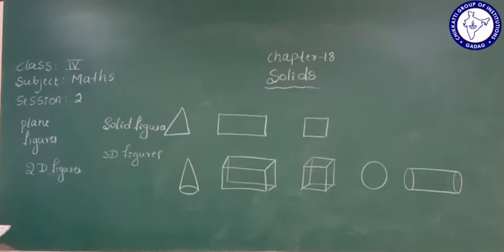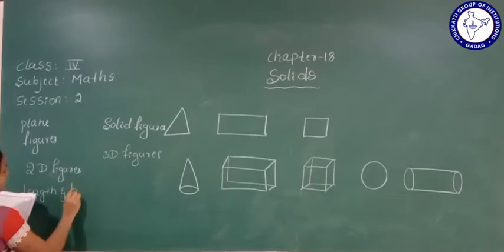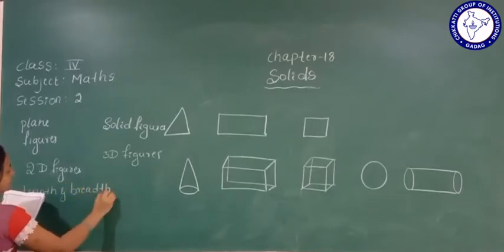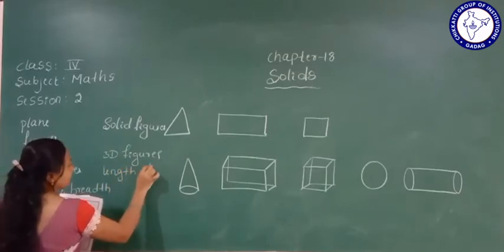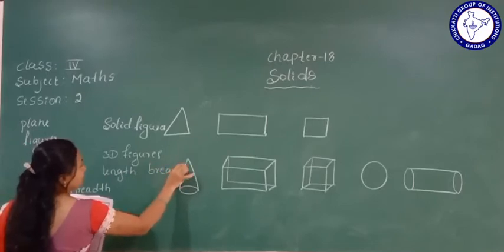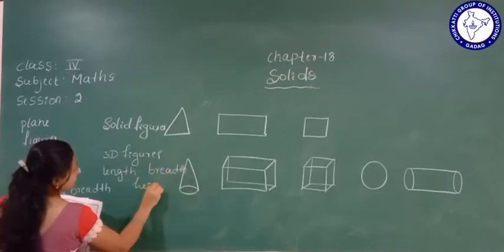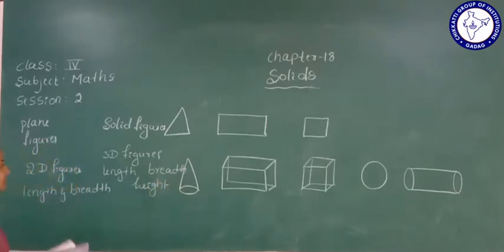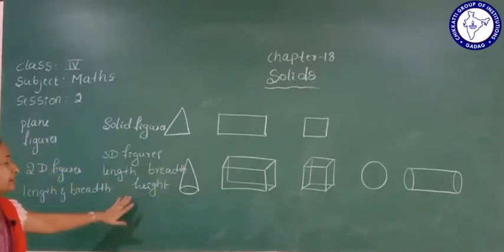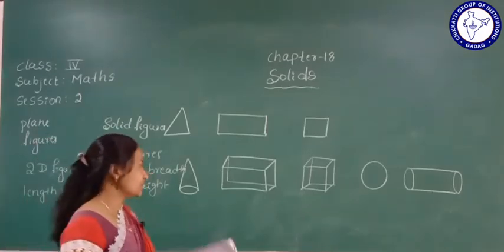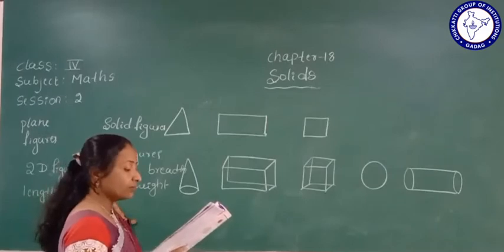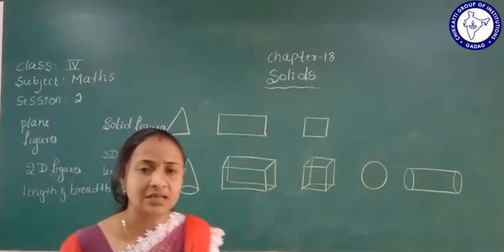Next, we can see the 2D figures have length and breadth, and the 3D figures have length, breadth and height. So these solid figures have length, breadth and height. These plane figures have length and breadth because these are two-dimensional figures. So we have seen the properties of plane figures and solid figures.